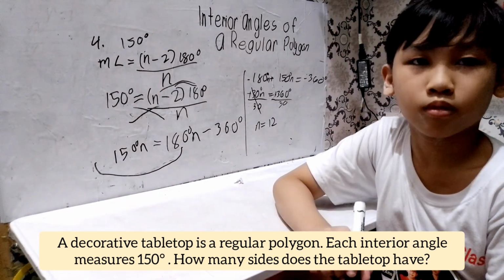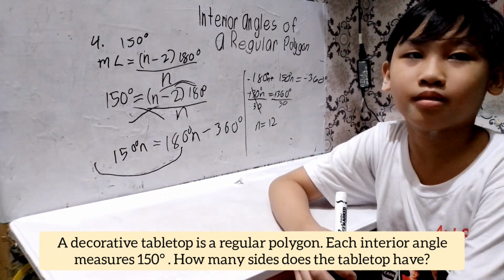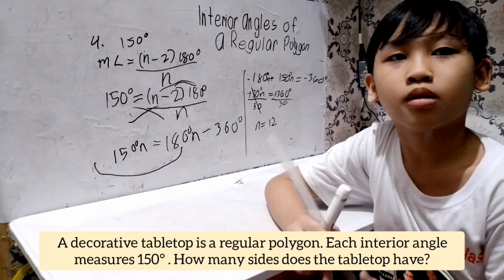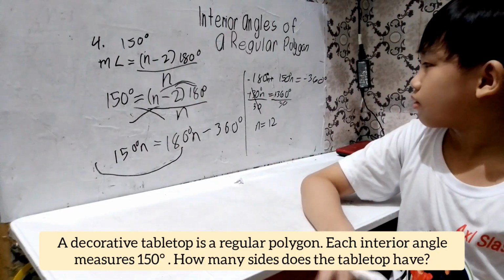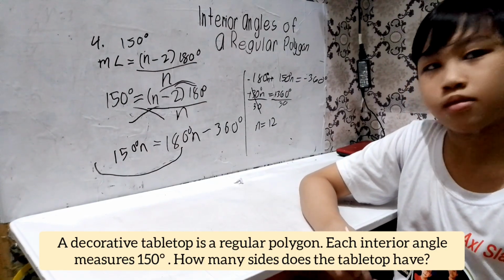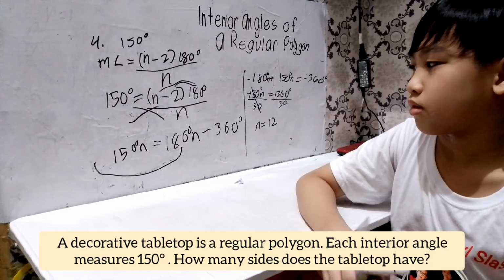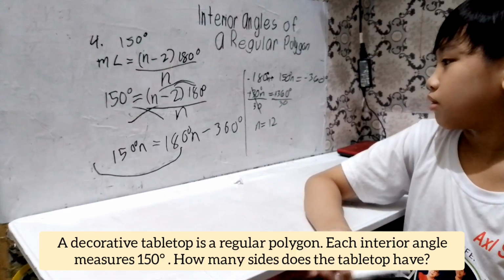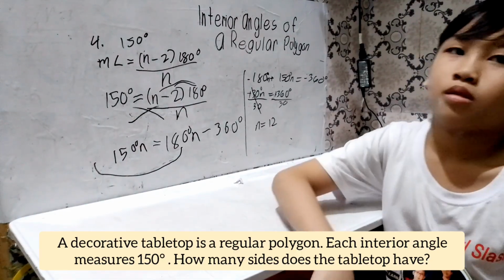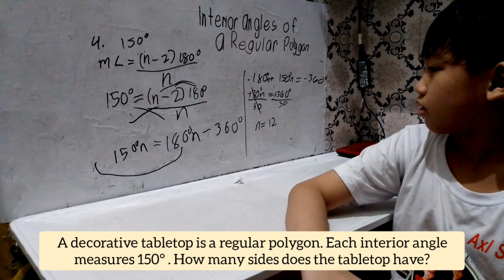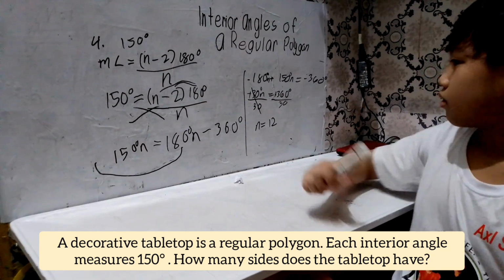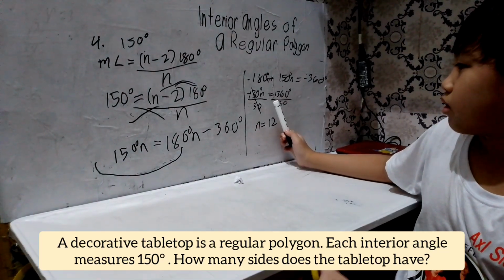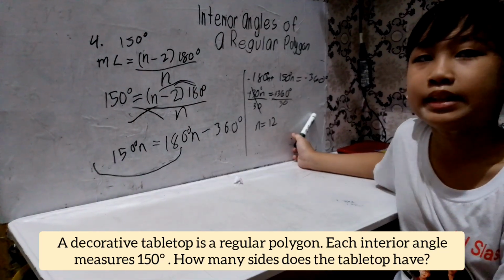So transpose 180 degrees n to the left side. You got negative 180 degrees n plus 150 degrees n, because we do not transpose the 150 degrees, it remains on the other side. We just transpose 180 degrees, so we have to change its sign. On the other side, we got negative 360 degrees. So our new equation is negative 30 degrees n is equal to negative 360 degrees.